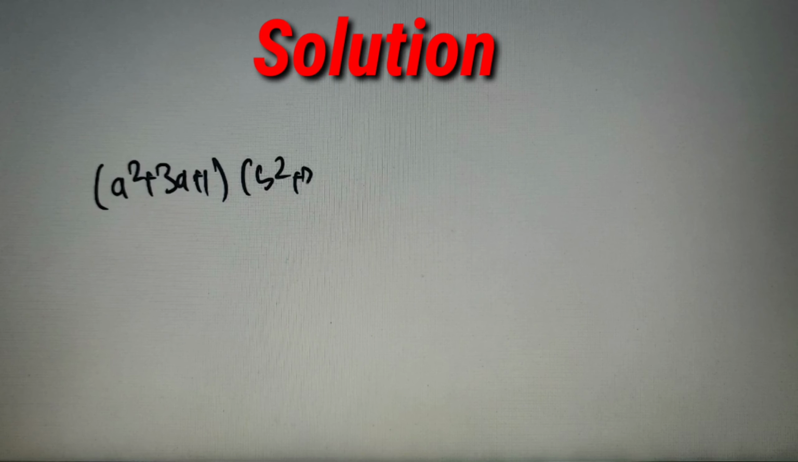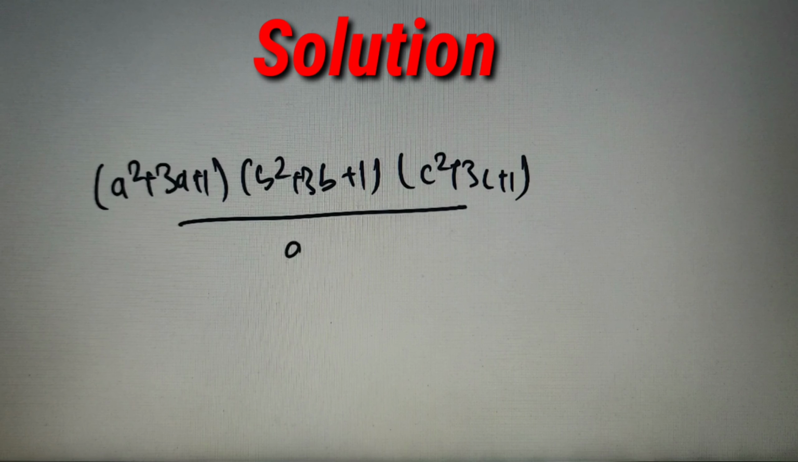I hope that you've tried the question and you've got the solution, and if you didn't, then let's check the solution. So according to our given question, we are given an expression (a² + 3a + 1)(b² + 3b + 1)(c² + 3c + 1), which is whole divided by the product of a, b and c. Now we have to find the minimum possible value of this quantity. To find the minimum value, our first step is to separate all the values containing a, b and c respectively into 3 different brackets.